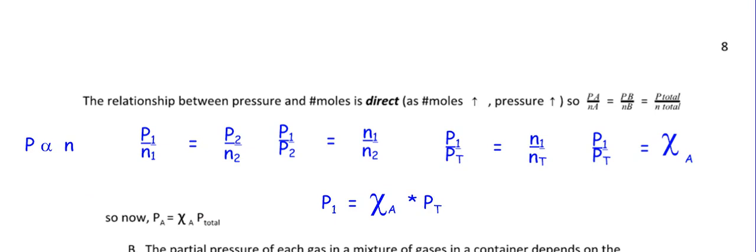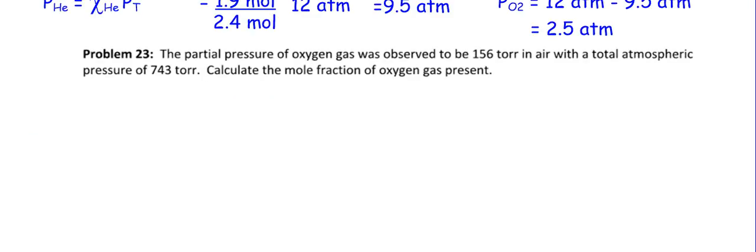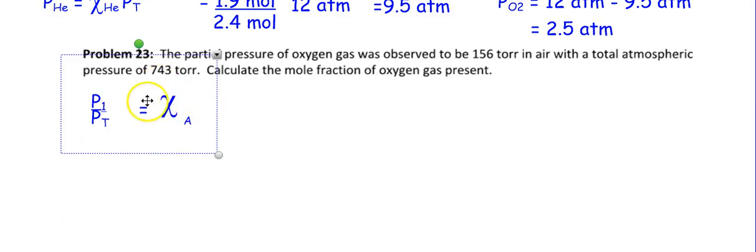So let's go back to number 23. It says the partial pressure of oxygen gas was observed to be 156 torr in air with a total atmospheric pressure of 743. Calculate the mole fraction. All right, let's do that. So I want the mole fraction. So the mole fraction by itself is equal to the pressure of the gas you're looking at over the total pressure. So what is the partial pressure of oxygen?